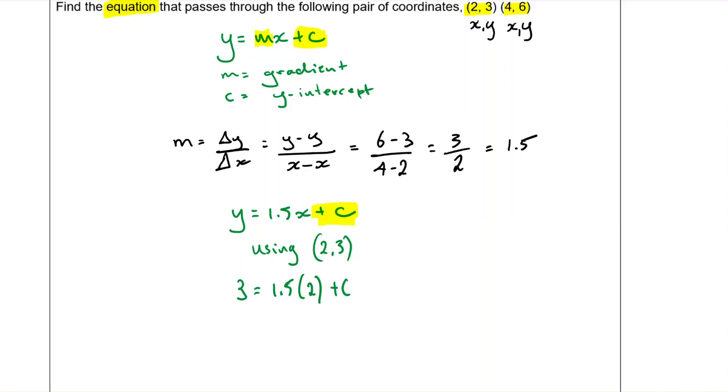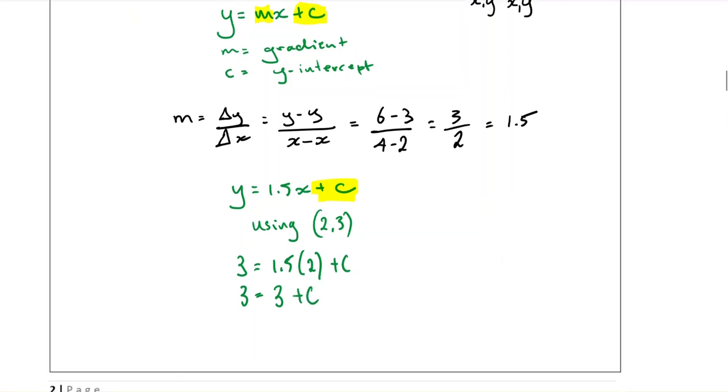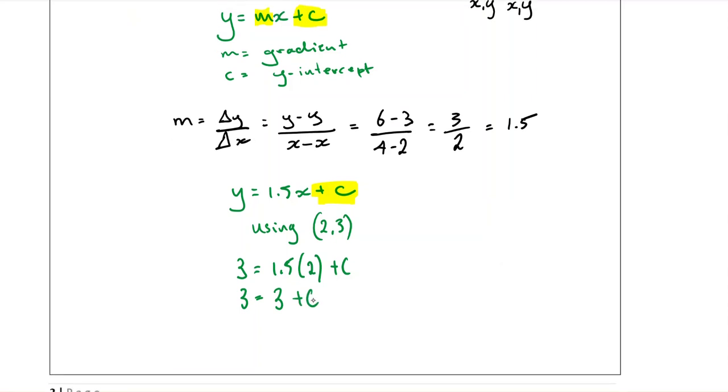And so from here, I'll just expand this. So 1.5 times 2 is 3 plus c. And from here, I can subtract 3 on both sides to get rid of the 3 on the right hand side. And so that will become 0. And also 3 minus 3 is 0 on the other side as well. So basically that means c is 0, and my final equation will be y equals 1.5x.